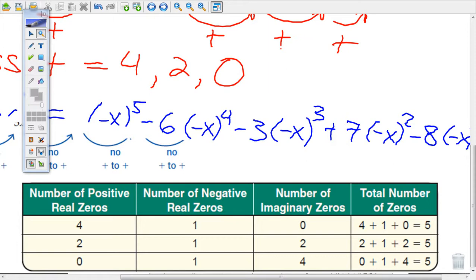Would there be negative imaginary zeros? No. Okay. Because that doesn't exist. You can't have a negative amount of imaginary zeros. That's why I asked the question.